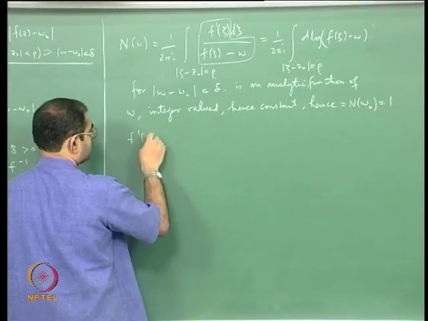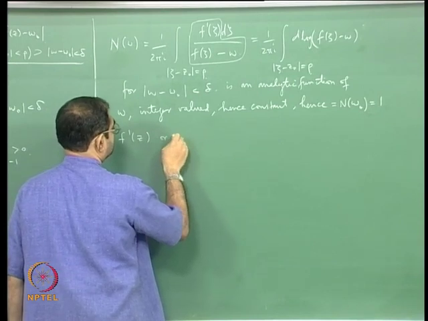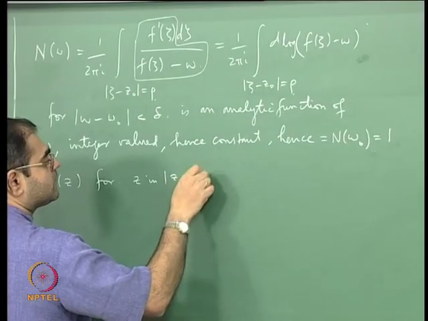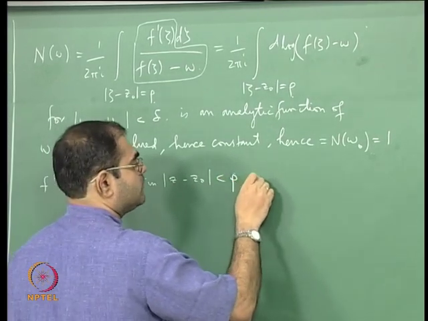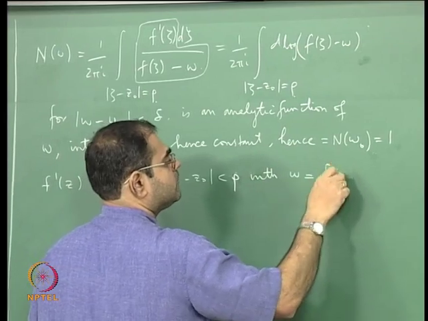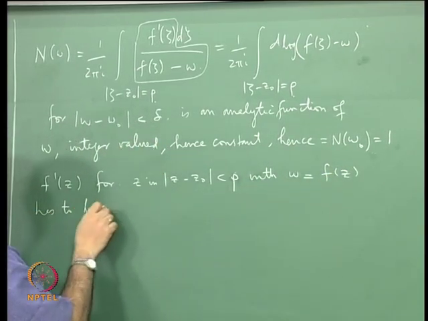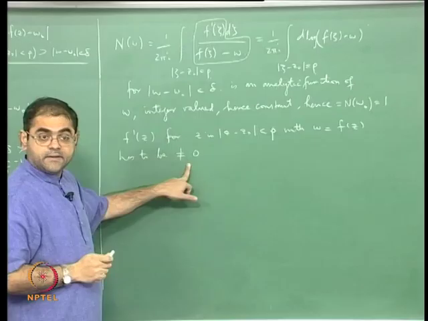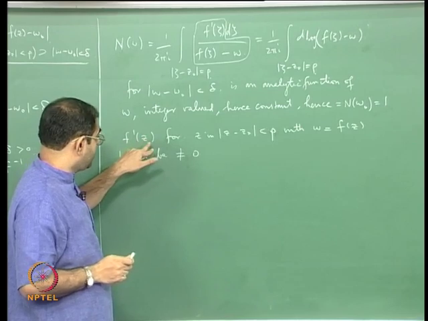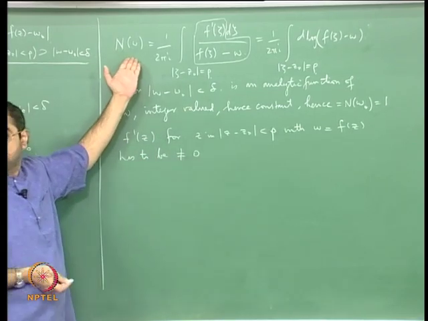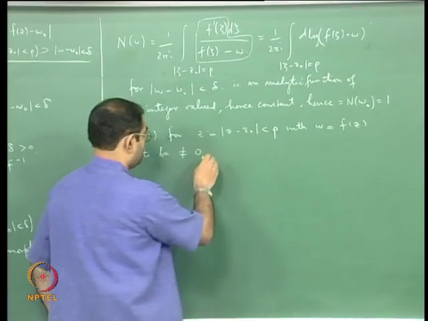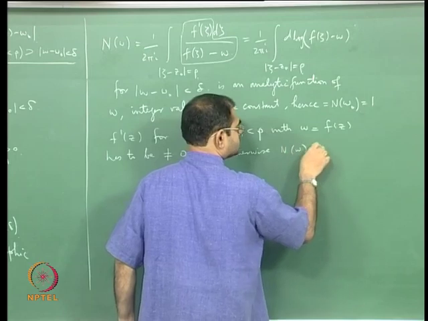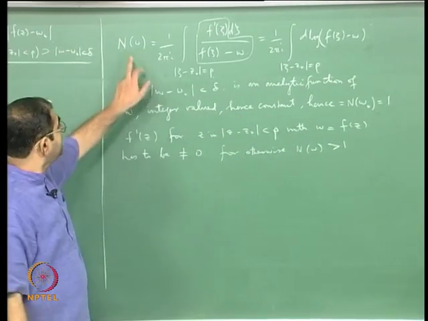See, f dash of z for z in mod z minus z naught less than rho and with w equal to f of z has to be non-zero. Why? Because if f dash of z is 0, then the derivative of f of z is 0, it will contradict n of w equal to 1, you will get n of w greater than 1. Otherwise, which is not correct, n of w is strictly equal to 1.